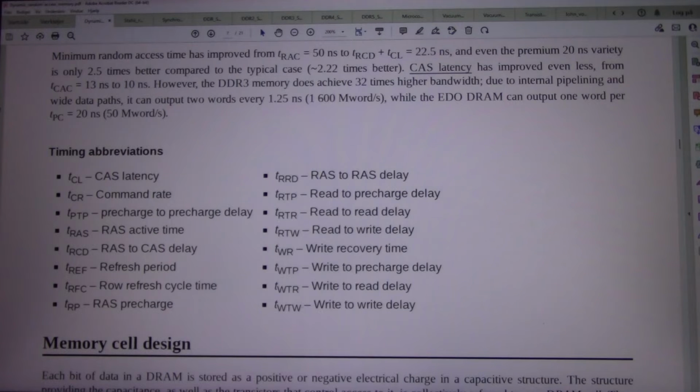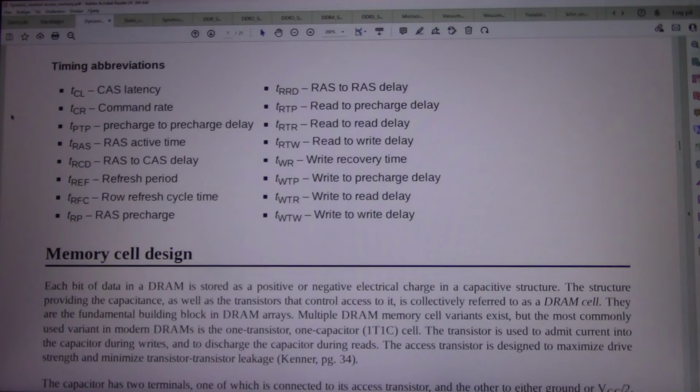Timing abbreviations. tCL, CAS latency. tCR, command rate. tPTP, precharge to precharge delay. tRAS, RAS active time. tRCD, RAS to CAS delay. tREF, refresh period. tRFC, refresh cycle time. tRP, RAS precharge. tRRD, RAS to RAS delay. tRTP, read to precharge delay. tRTR, read to read delay. tRTW, read to write delay. tWR, write recovery time. tWTP, write to precharge delay. tWTR, write to read delay. tWTW, write to write delay.